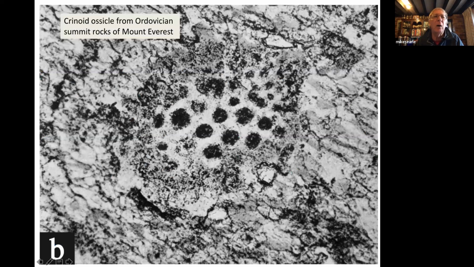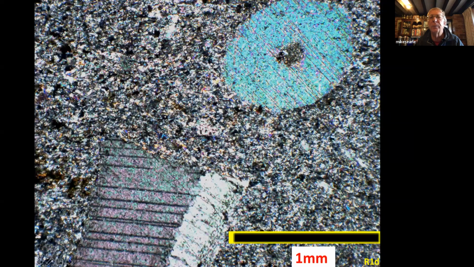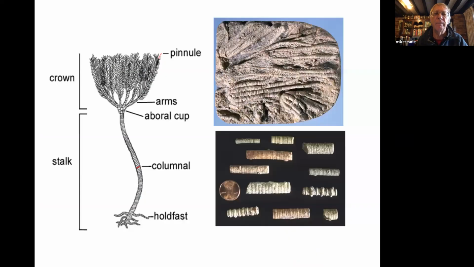These are the crinoid ossicles taken from the summit rocks of Mount Everest. This is the remnants, so I'm told by Owen Green, who's our resident paleontologist. This is the ossicle here, seen under cross-polarized light. This is the stem of the ossicle with a single calcite crystal around it. And these are fragments of crinoid ossicles, and there's also little bits of remnant trilobite fragments in there.